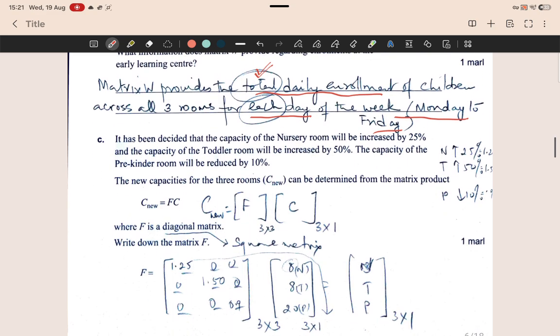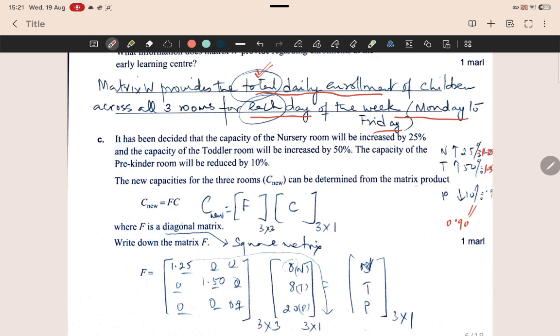It has been decided that the capacity of the nursery room be increased by 25%. So nursery is increased by 25%, which means that to increase anything by 25%, you multiply by 1.25, and the toddlers will be increased by 50%, which means multiply by 1.5, and the capacity of the pre-kinder room reduced by 10%. So if it's to be reduced by 10%, you multiply by 0.9.